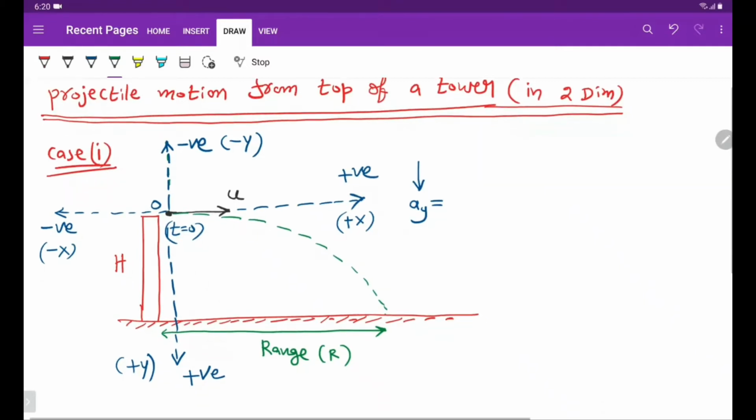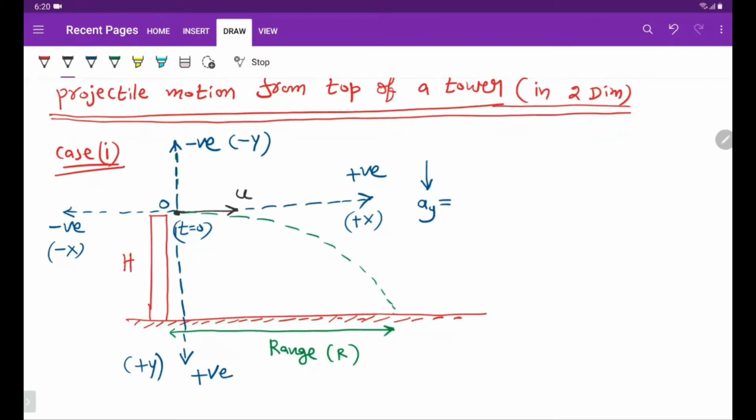So how do we apply kinematic equations here? Before we apply the kinematic equations, consider the direction of gravity. Gravity is in the downward direction, and downward is positive, so plus g. Acceleration along the y direction is plus g. The particle is moving to the right along the x-axis, so along the x-axis, acceleration is 0. We know already.